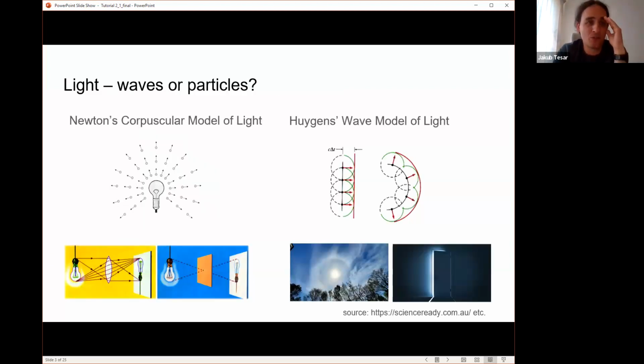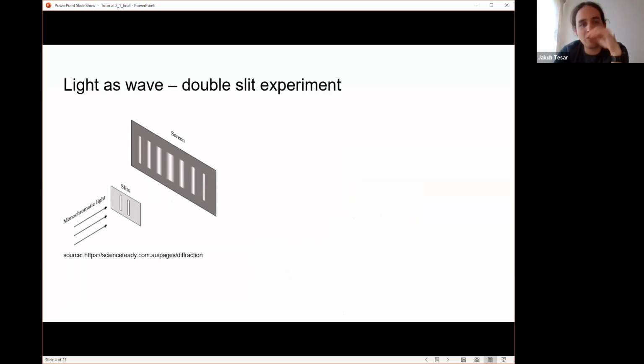So the Newton model would be from the 17th century, Huygens from the 19th. But in the 20th century, there were two famous experiments that developed this question further. One is the famous Young double slit experiment, which works like this.